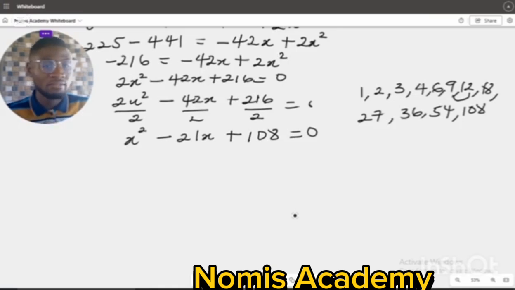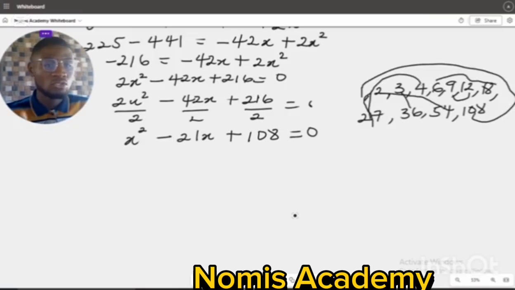So now that I have this, now I'll think of two factors that when I multiply them together, I will have 108, and if I add them together, I will have minus 21x. So if I check 12 multiplied by 9, I will have 108, and there is somehow I can add 12 and 9 to have 21. So definitely I think I've gotten my answer and it's looking good.